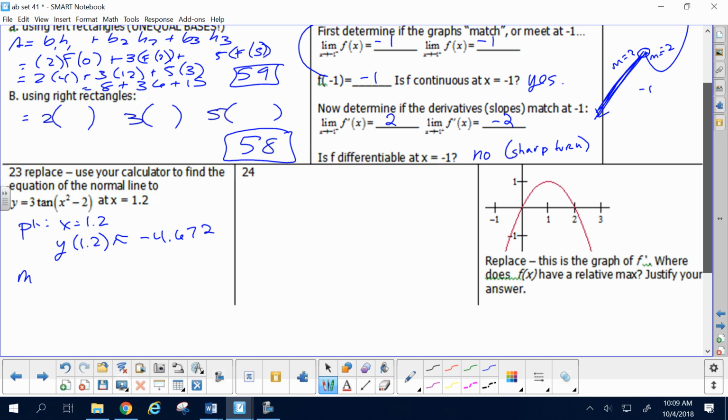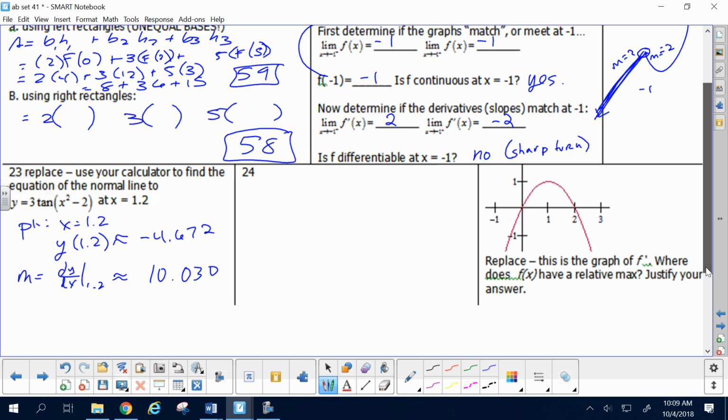All right. The slope. First find the tangent slope. dy/dx at 1.2 is, hopefully you're good with your calculator and finding the derivative with your calculator. 1.2, of 3 tangent of x squared minus 2. I got a slope of 10.030. How about you?